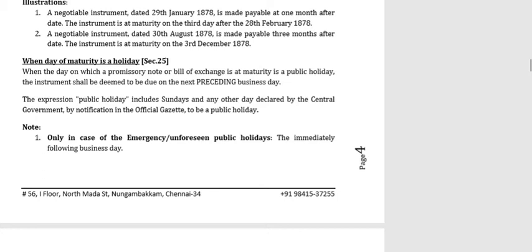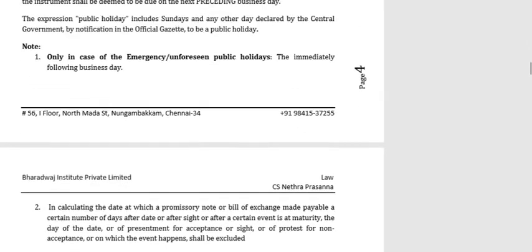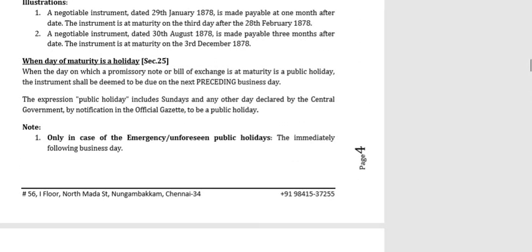Note, this is very, very important. That is what I said. In case of an emergency or unforeseen public holiday, the immediate following business day, the next day, will be taken. Sir, that is why I said Independence Day is a known holiday. It is officially declared, so in that case you have to take the preceding date. In case of a strike or a sudden lockout, say suddenly we say we are not going to work this day, the next day will have to be taken.